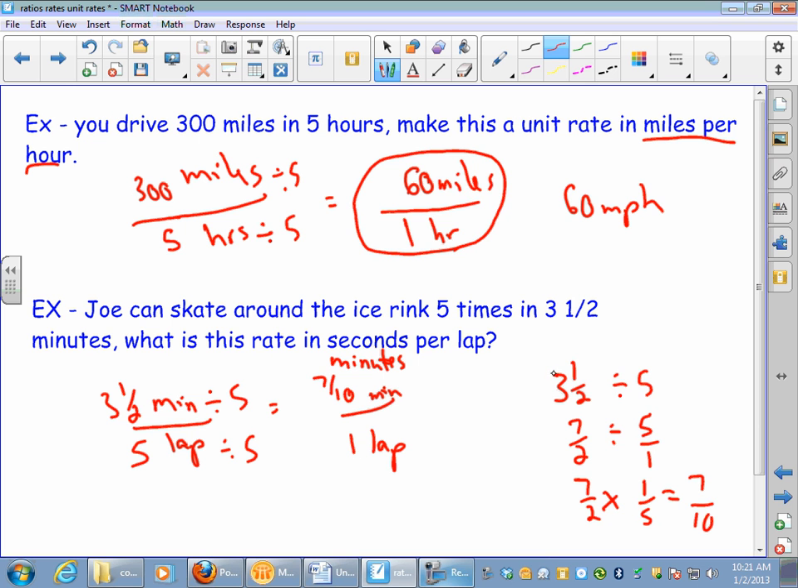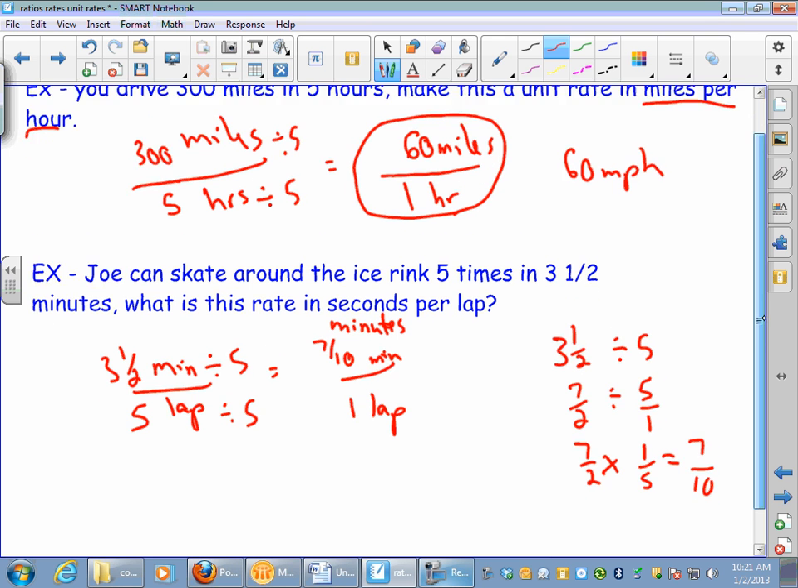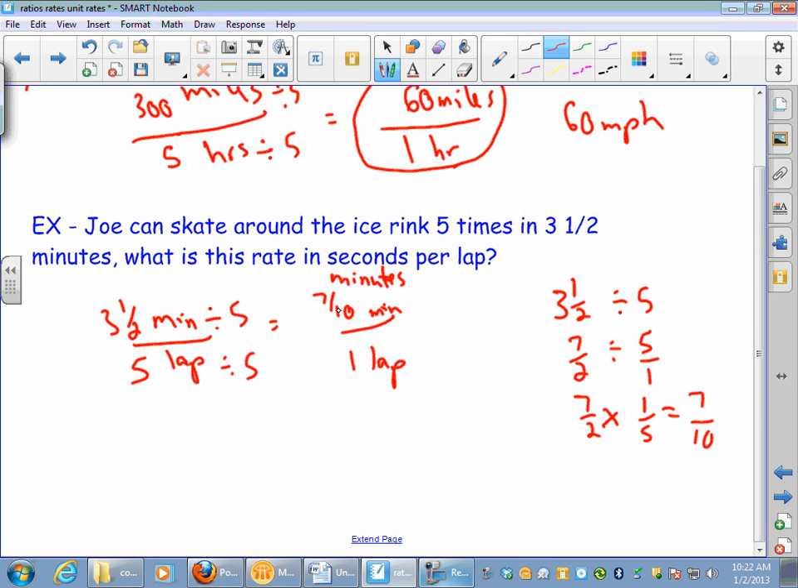People aren't used to seeing a fraction and dividing. It's good to practice that and remember. But this doesn't make a lot of sense to us. We don't know how long 7/10 of a minute is exactly. And that's where we can change this to seconds per lap. And this is another thing you have to be careful with rates. You always want to make sure your units are in the right spot. So if I want seconds per lap, seconds would go on top, laps on bottom, and still 5 laps.